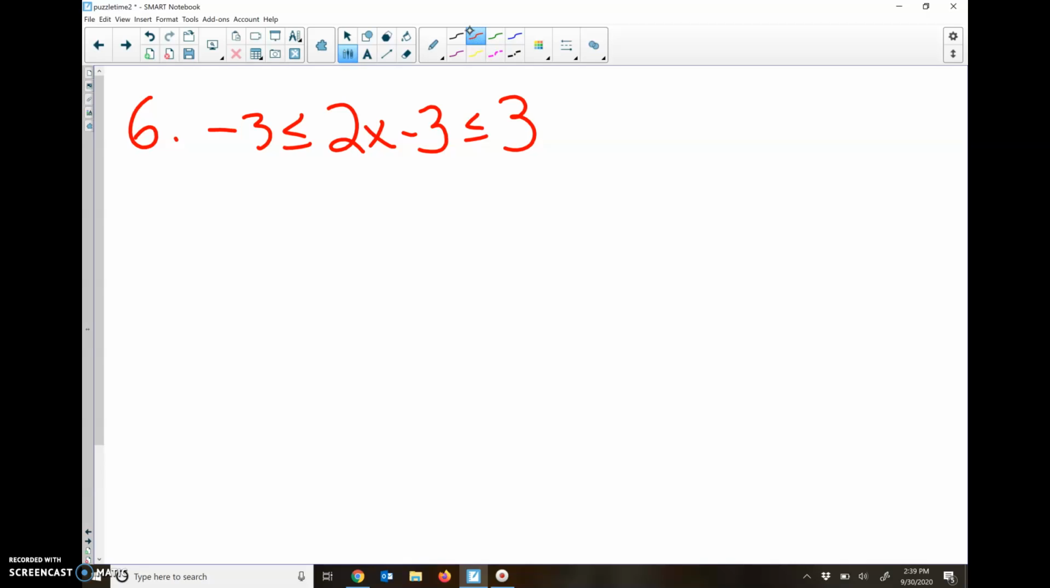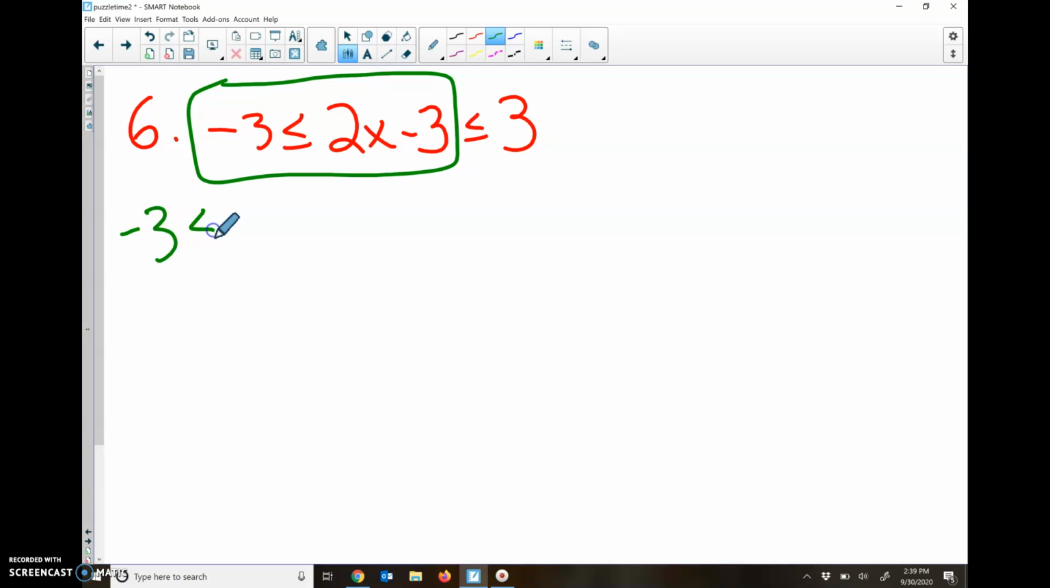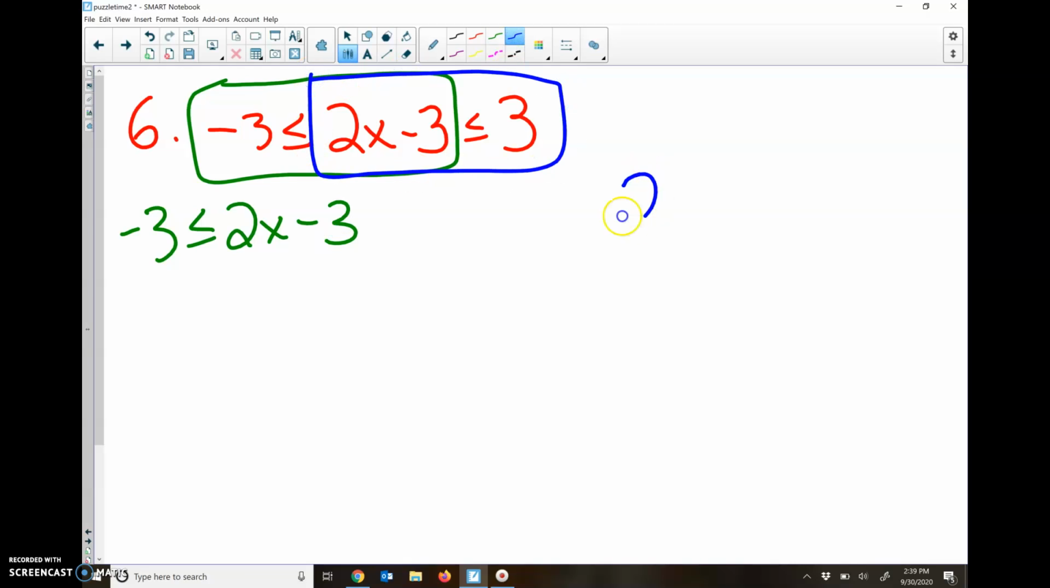All right, so this is an and problem. These are a little tougher to split up. So I'm going to write one problem. Remember, they share the middle. So negative 3 is less than or equal to 2x minus 3. I'm going to write my other one right away. So they share the middle: 2x minus 3 is less than or equal to 3. Lots of 3's in that problem.